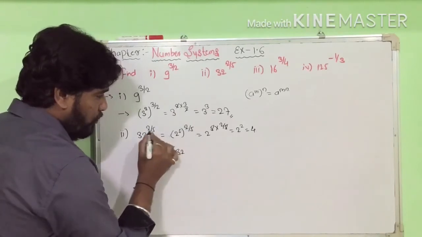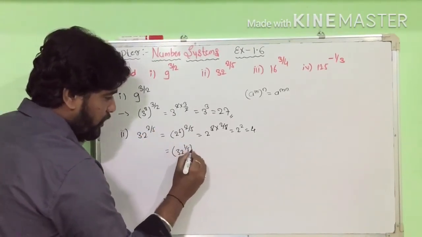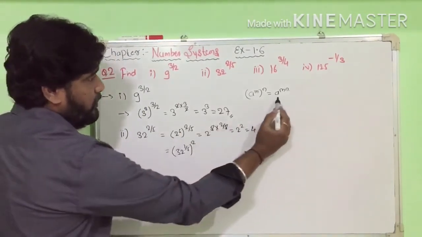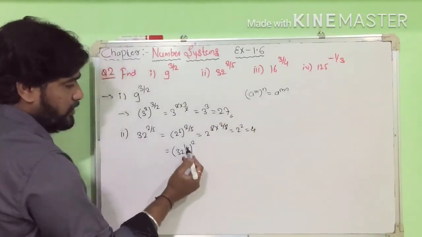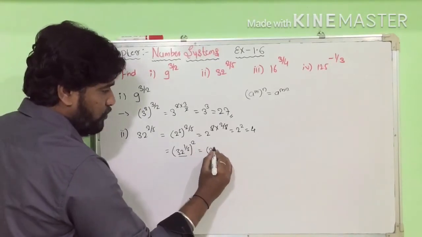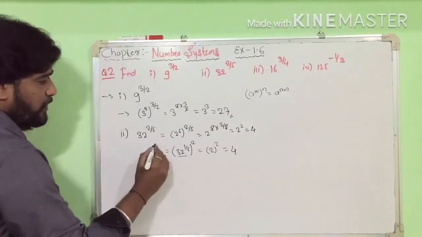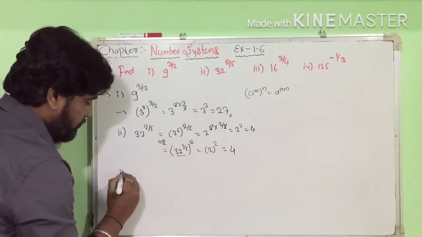32. So 2 by 5, you can write 1 by 5 here and here. Now it is 32 raised to 1 by 5, which is in the form of a raised to mn. So you can write mn. Is it clear? So already we solved this one. So how much? 2. 2 raised to 2. So this is equal to 4. Right? So next, third one.